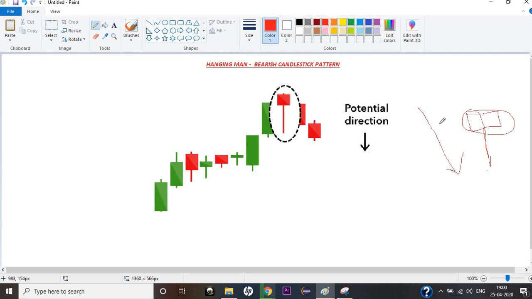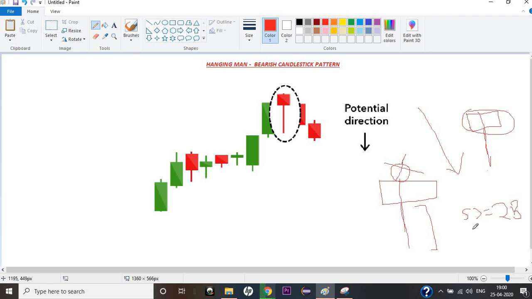So the basic rules remain the same as those of the hammer pattern. Let's say I draw it here. My shadow, which is this part, should be greater than or equal to twice the body. That is the first rule. The second rule is that there should not be any shadow on the top of it. There should not be any shadow, guys, right? So these are the two common rules you have to follow.